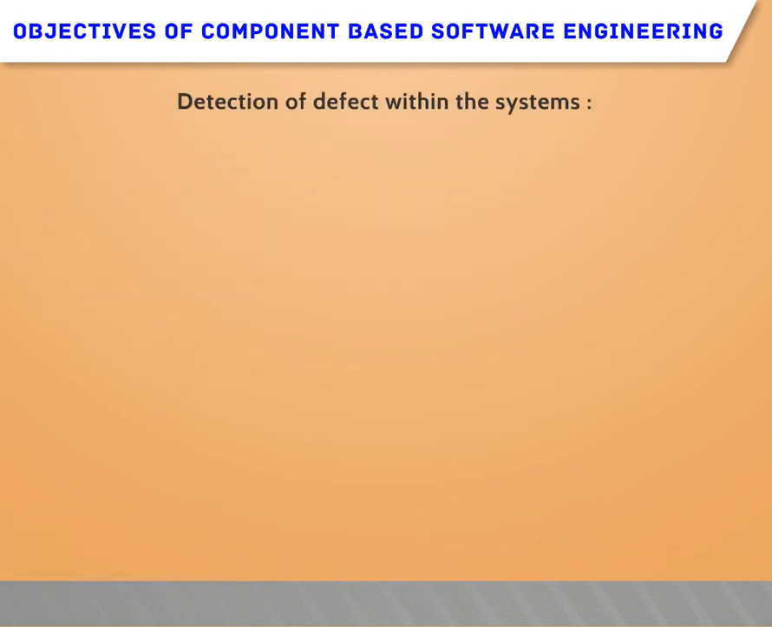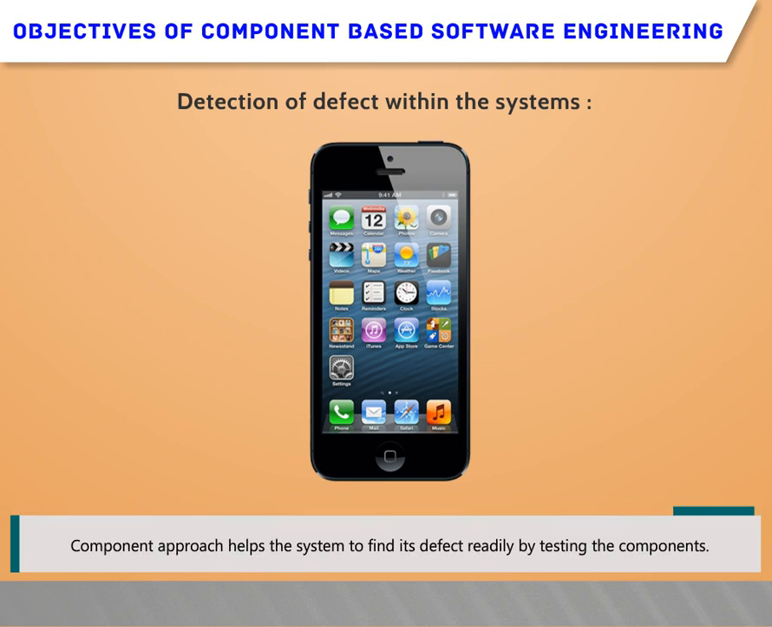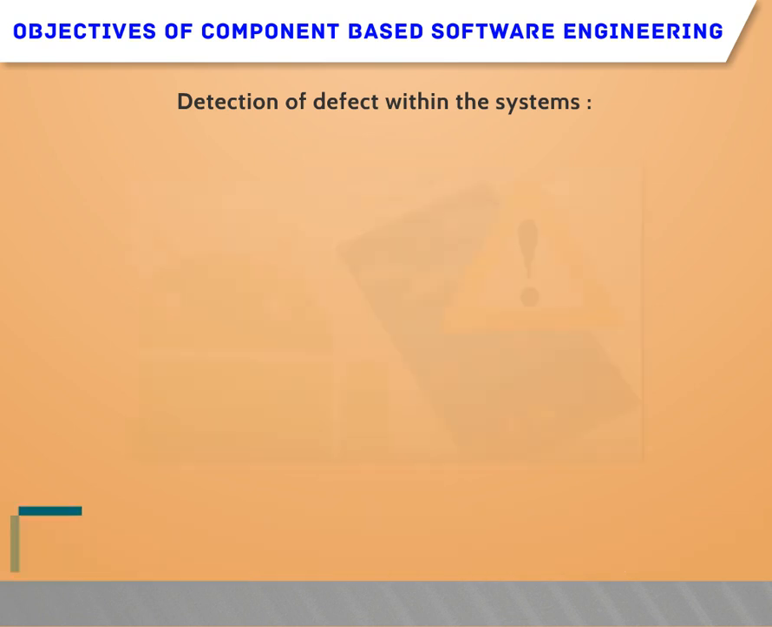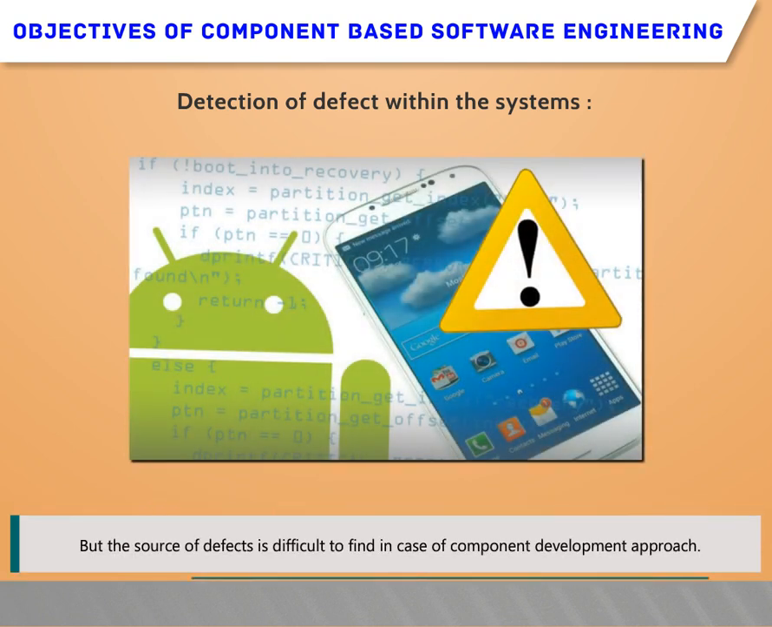Detection of defects within the systems. The component approach helps the system to find its defects readily by testing the components. But the source of defects is difficult to find in the case of the component development approach.